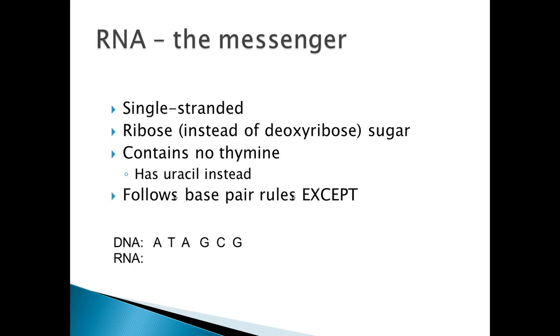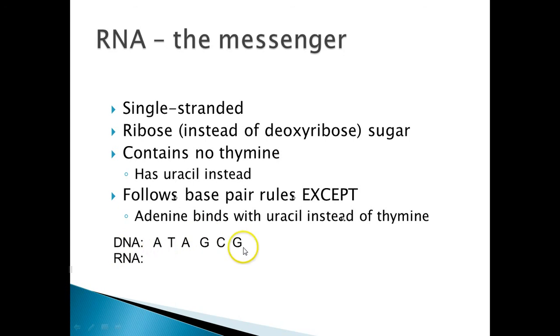So it follows the base pair rules the same way DNA does, except that adenine does not bind with thymine because it doesn't have it. RNA doesn't have any thymine. Adenine binds with uracil. So take a look at this structure. What would be the correct pairing to go with this DNA if we had an RNA attaching itself in order to take this code out to the ribosomes?